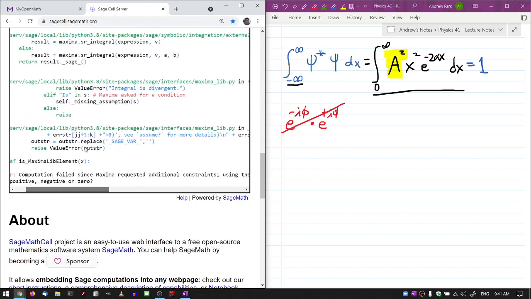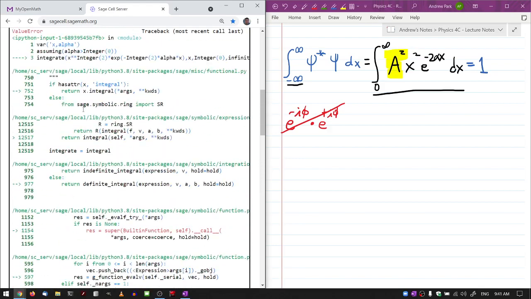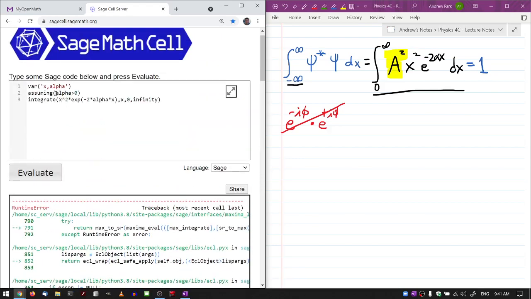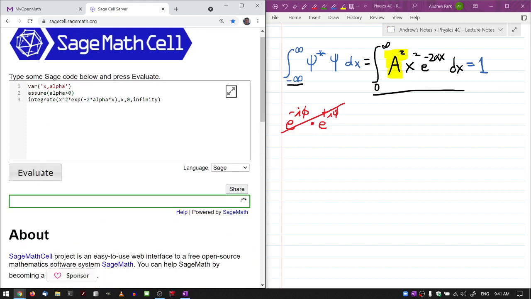Is alpha. Oh, it's not assuming. It should have been assume. All right. Okay, so that's the result. So the integral here, when you finish evaluating.